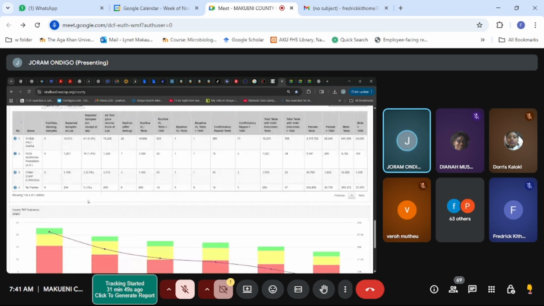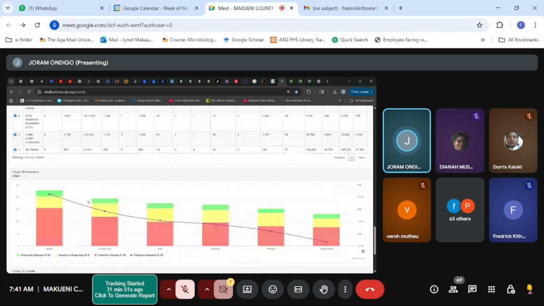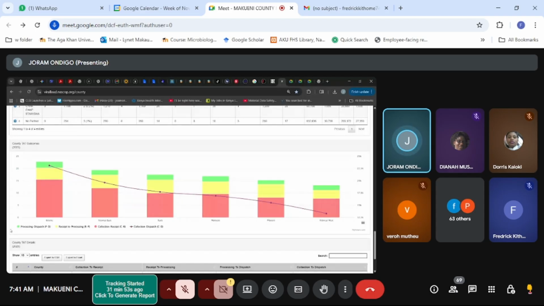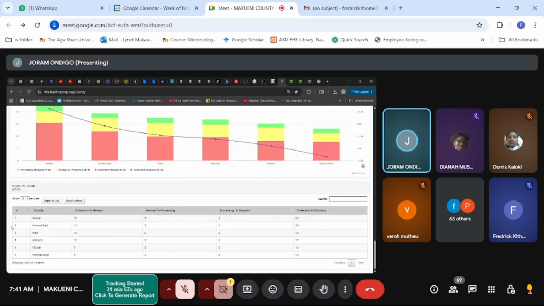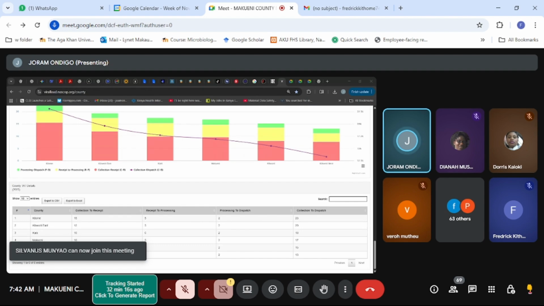Then the other key thing that is of importance now for Makueni, see graph there. Let me not go to the graph. Let me come now to this one first. This is now where we are looking at each and every sub-county. How long it takes before your sample moves, the turnaround time. How long it takes before your sample moves from point A to point B. Like now, we have Kilome, Kibwezi East, Kaiti, Makueni, Mbooni, and Kibwezi West.